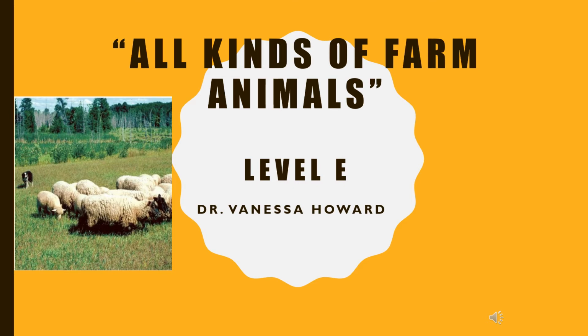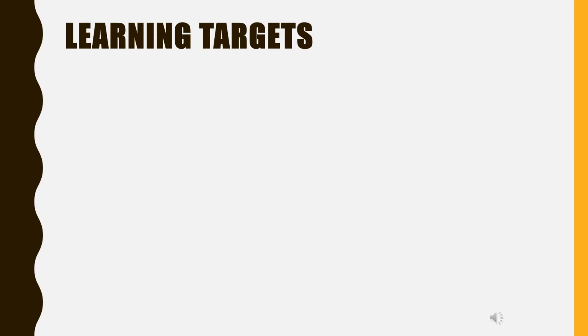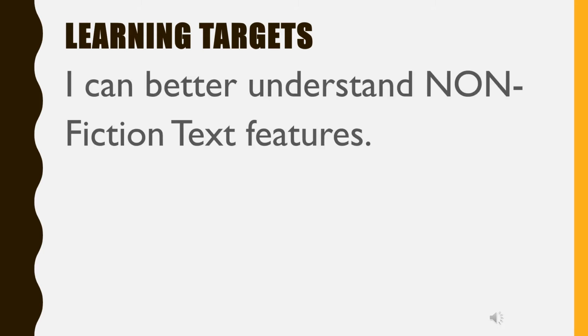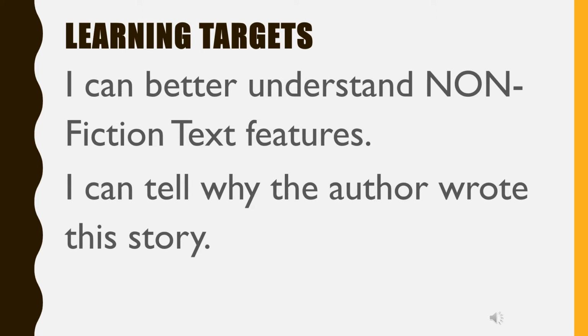Today's lesson will cover Level E reading. The title of the book is All Kinds of Farm Animals. We have two learning targets today. I can better understand nonfiction text features. I can tell why the author wrote this story.